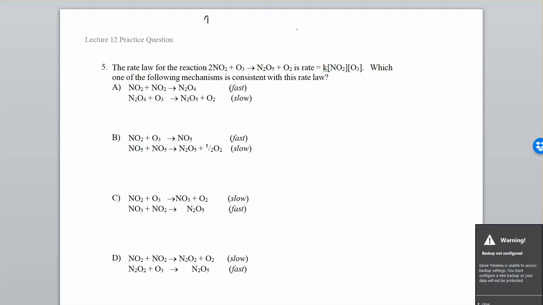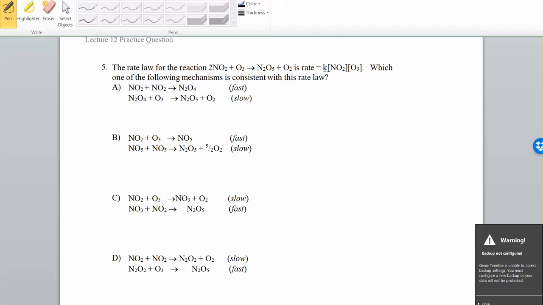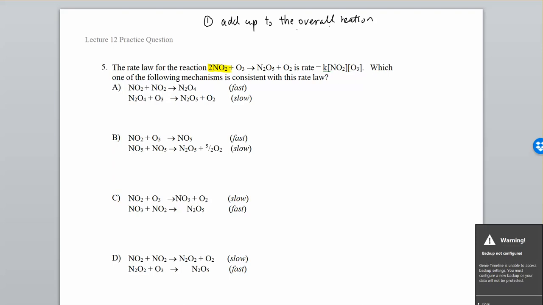So in order to validate a reaction mechanism, we have to first make sure all the steps in each of the reaction mechanisms A, B, C, and D add up to the overall reaction. Okay, so what is the overall reaction then? It is this one here. And then the second requirement it must fulfill is that the rate law of the proposed reaction mechanism should be consistent with the experimentally determined rate law.